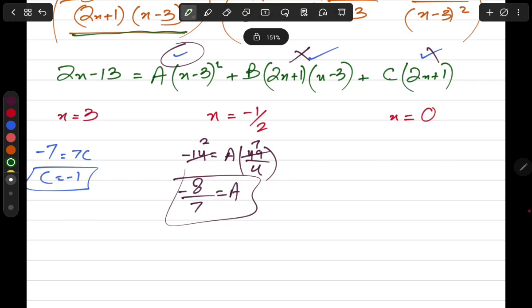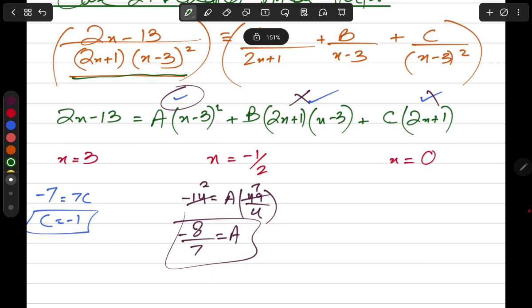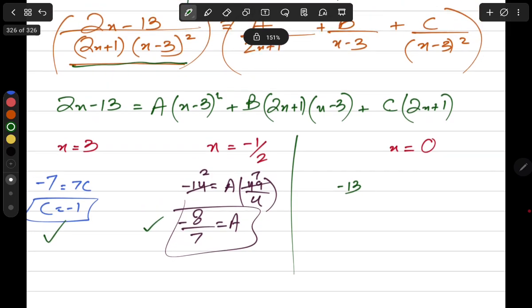Now, in the last case where x is equal to 0, I'm going to use the values obtained for c and a, and I'm going to see what happens next. So when I apply x is equal to 0 throughout in this equation, what will I get? I'll get minus 13 on the left hand side. And a times minus 3 square is 9a, so minus 13 is equal to 9 times a, which is minus 8 over 7, plus b times 1 times minus 3, which is negative 3b. We are doing this in order to get the value of b as well, right?